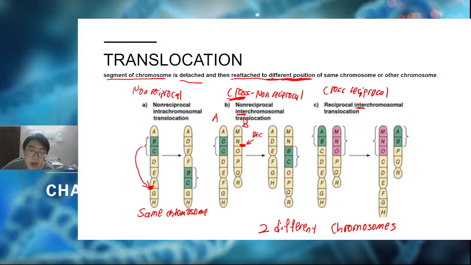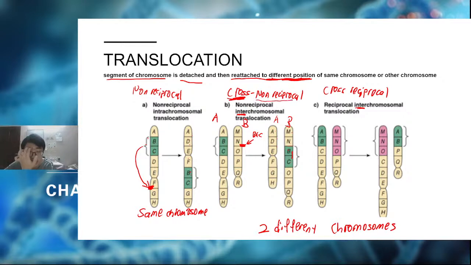So A's segment has moved into B's. You will see in the final result, you will get A, D, E. Where are B and C? B and C have gone in here. So this one you will get M and B, C. You get 2 extra B, C here. This one transfers one chromosome segment to another chromosome. So this is what we call cross non-reciprocal, or another name, non-reciprocal interchromosomal. So this is still non-reciprocal.